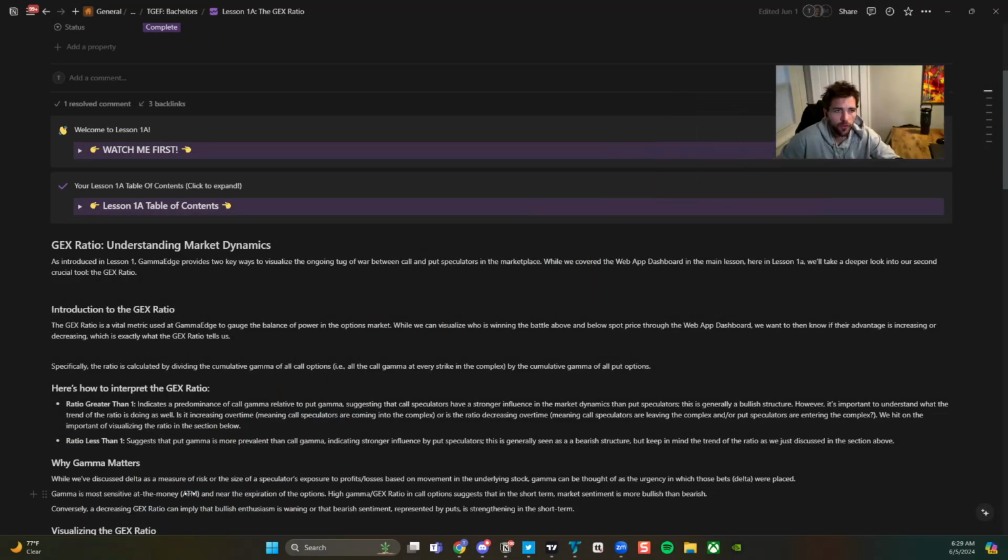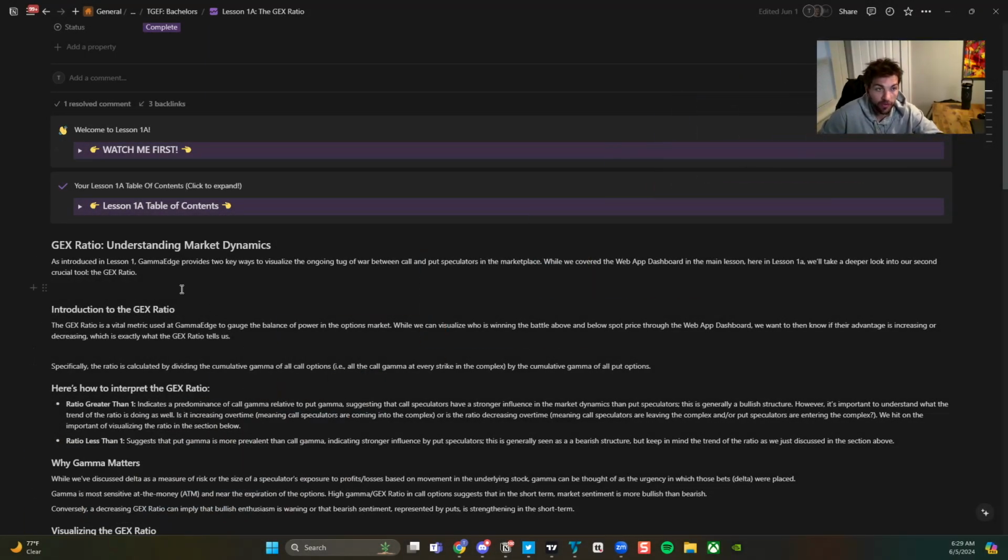Welcome back to lesson 1A, which happens to be about the GEX ratio. GEX ratio is a nice complement to what we learned about in lesson 1, which was market sentiment. GEX ratio is another tool that we've developed at GammaEdge to help us specifically look at this market sentiment. What we're doing is taking the cumulative call gamma in the complex and dividing that by cumulative put gamma in the complex to give us a ratio.